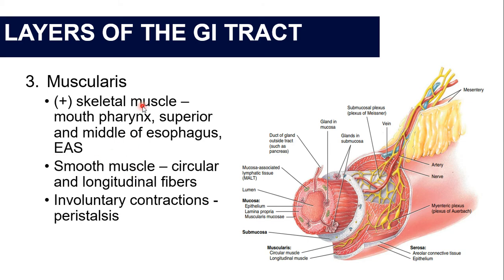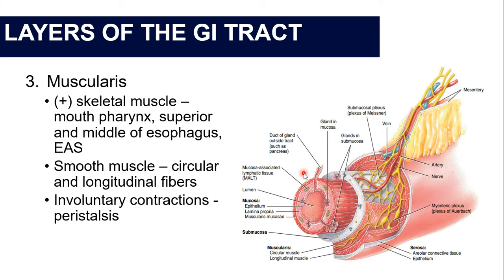So they are mostly voluntary. On the other hand, in some parts, or in the rest of the muscularis layer, the rest of the gastrointestinal tract or digestive tract, it contains smooth muscle. So it may be divided into two. They have circular and longitudinal fibers.